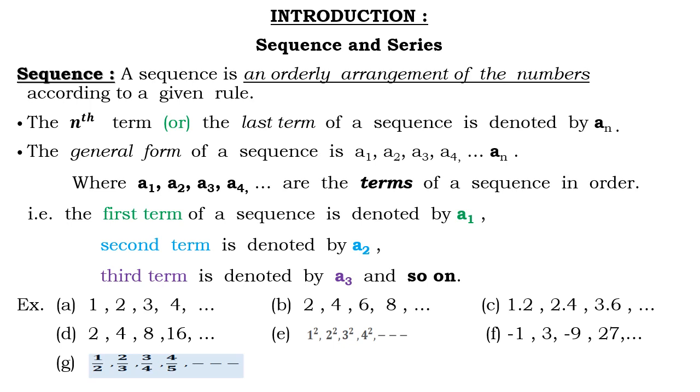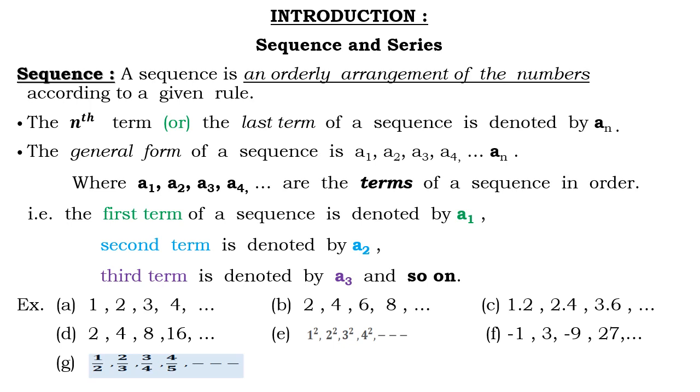Example A, 1, 2, 3, 4, and so on. Example B, 2, 4, 6, 8, and so on. Example C, 1.2, 2.4, 3.6, and so on. Example D, 2, 4, 8, 16, and so on. Example E, 1 square, 2 square, 3 square, 4 square, and so on.